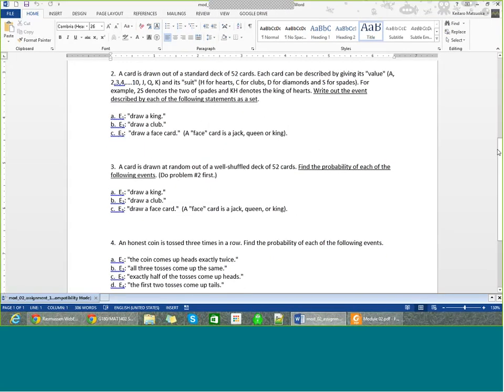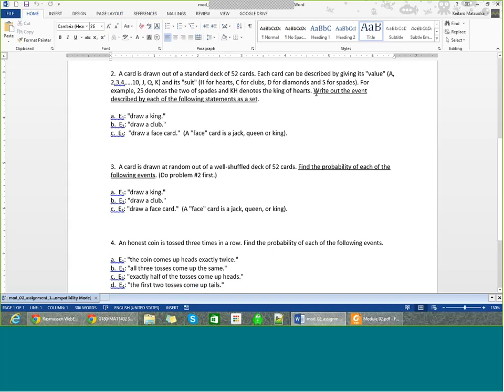Okay. So deck of cards, each card could be described as having a value: A, which is 1, 2, 3, 4, 5, up to 10, J, Q, K. J is Jack, 11. Q is Queen, 12. K is King, and that's 13. And then suit: H stands for hearts, C for clubs, D for diamonds, and S for spades. Okay, so if I say, what's KH? Well, that's King of Hearts. I'm going to describe each card by writing 2 capital letters.